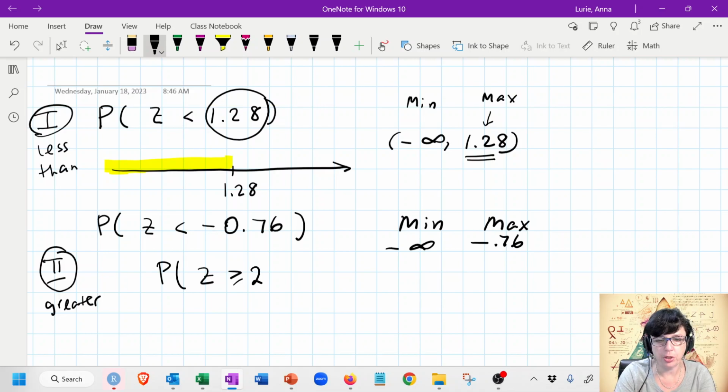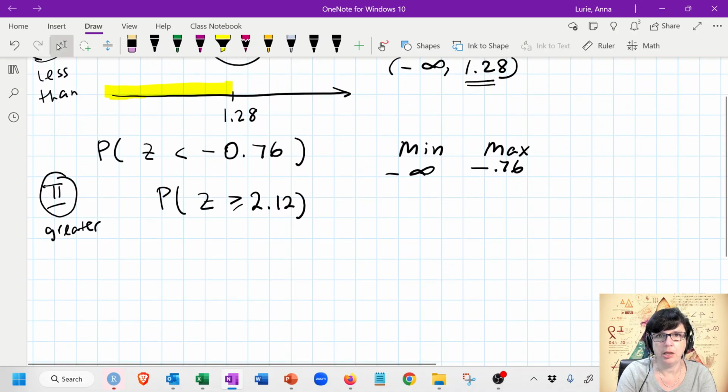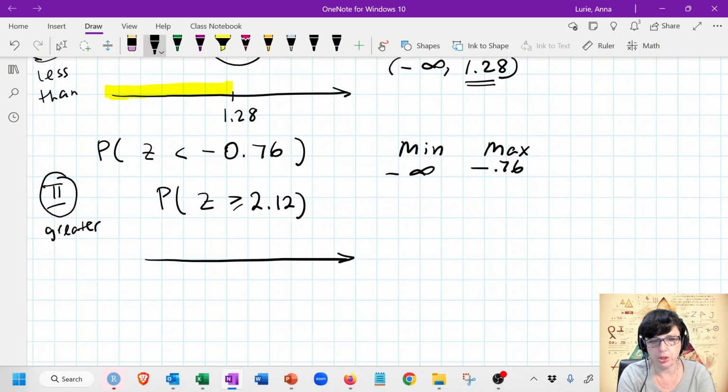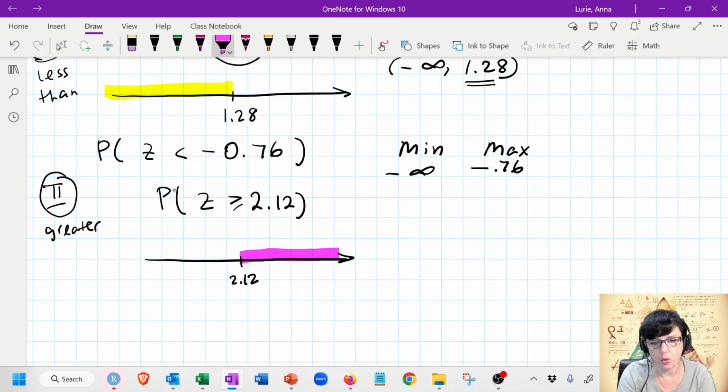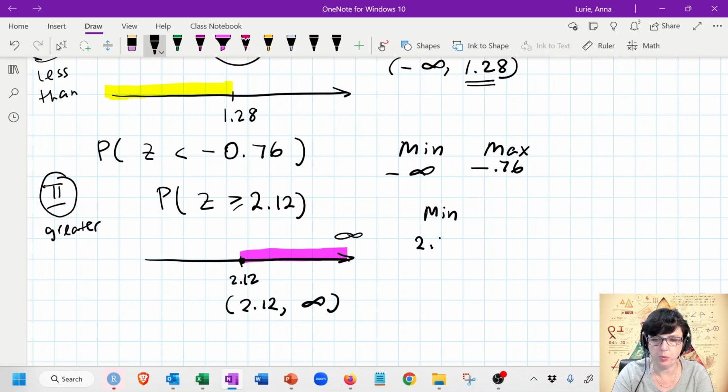So let's say I want to know what's the chance, for example, that a standard normal random variable is greater than 2.12. If I draw a picture, and 2.12 is anywhere there, so I'm not drawing it to scale. I want to be greater than that, right? So I'm going to shade all of this to the right of 2.12. In interval notation, this would look like 2.12 comma infinity, because you're starting over here and then infinity is somewhere over there on the right. So in this case, minimum would be 2.12 and maximum would be infinity.